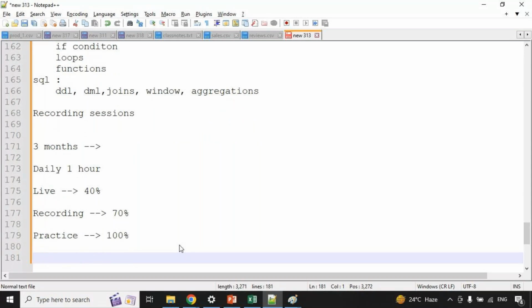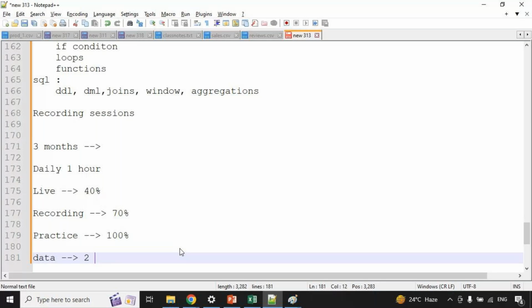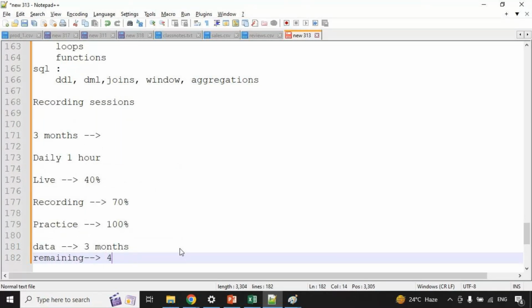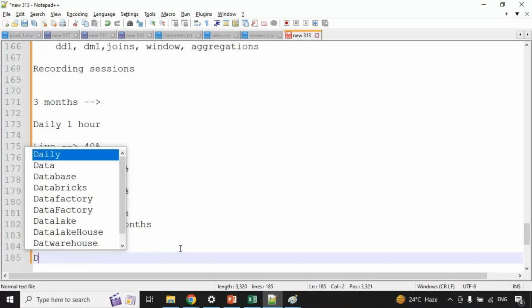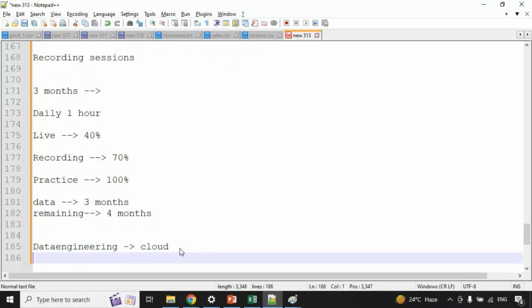And I can see some people are from an entirely different background. Suppose people already have a data background, they can understand in 2 months, or 3 months. So for the remaining, guys, it will be 4 months. It means you have to spend some extra time for this one, guys. So trust me, data engineering in the cloud will rule the next decade.